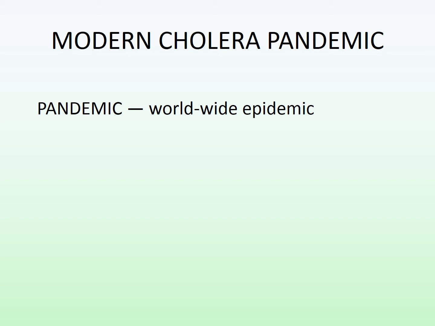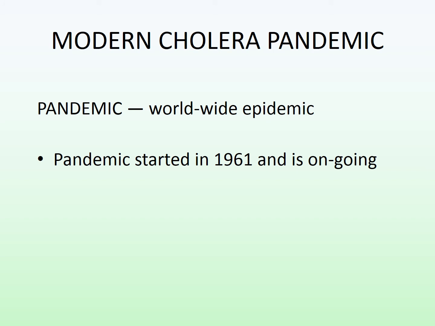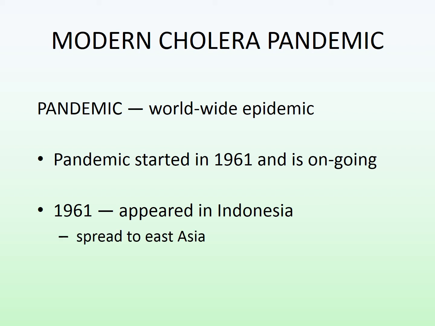Scientists track the beginning of this pandemic we're going through back to about 1961, and it's still going on. It's kind of shut down, but some people still think it's around. We can trace it through historical medical records. We know that in 1961, cholera appeared in Indonesia, and it slowly spread to Eastern Asia, and from Southeast Asia, it spread to Bangladesh in 1961.